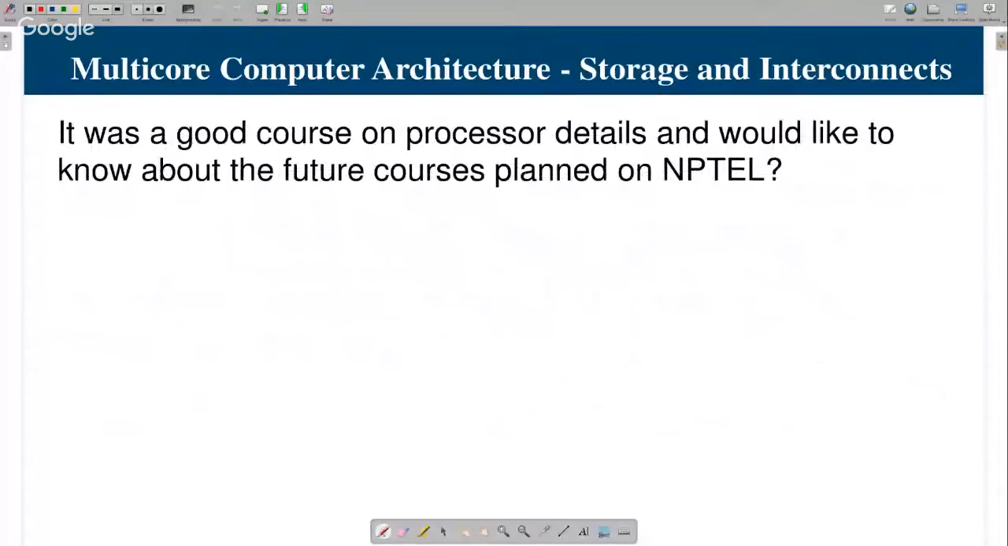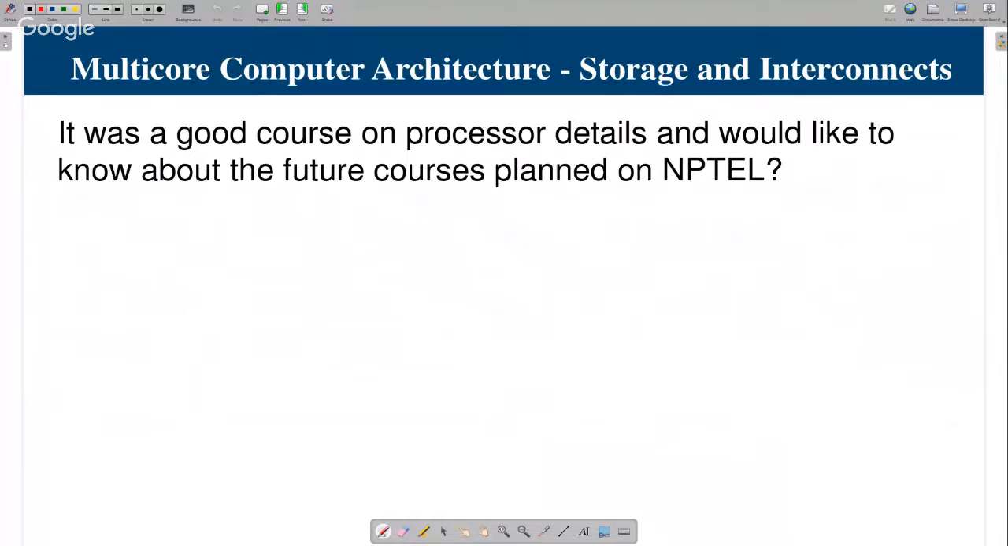So this was a feedback about the course. It was a good course on processor details, and I would like to know about a future course planned on NPTEL. So there are many courses in NPTEL. I'm just assuming that this question is specifically about whether I am offering any other course. Yes, we are in the process of offering more flavors of computer architecture in subsequent semesters.